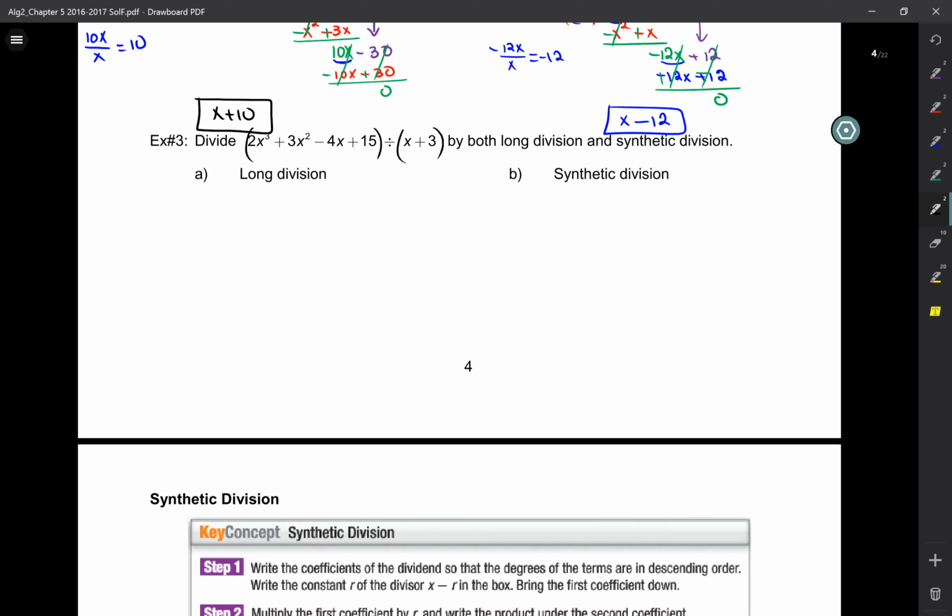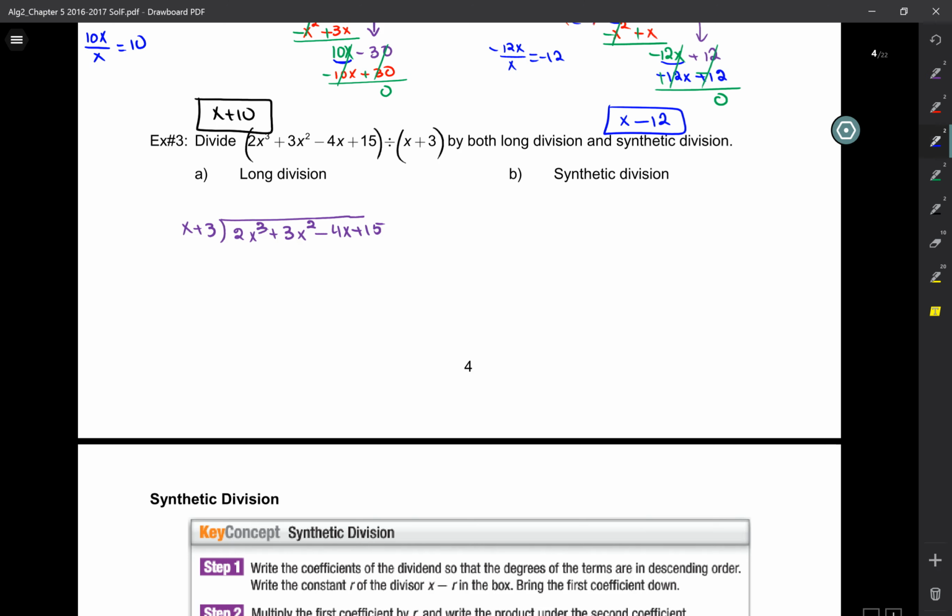One more time. So we're going to divide first by long division, and let's see what we'll get. So x plus 3 out here. We haven't even touched synthetic division yet. So right now we're just doing long division. I haven't taught you synthetic division yet. We're just doing long division. Okay?